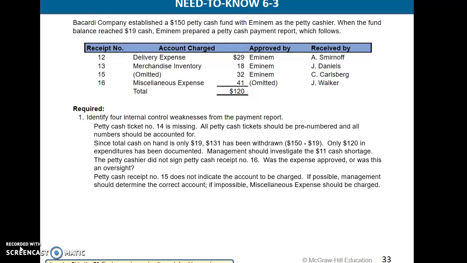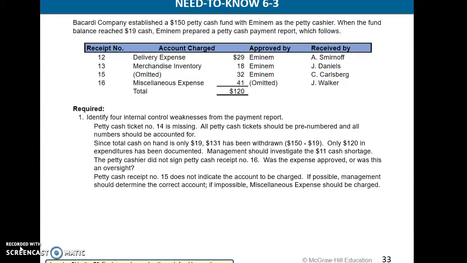Since the total cash on hand is only $19, $131 has been withdrawn, $150 minus $19. So only $120 in expenses has been documented. Management should investigate the $11 cash shortage.